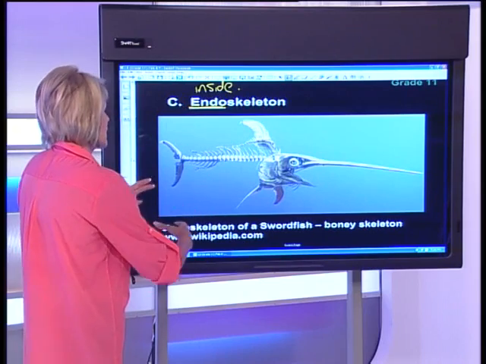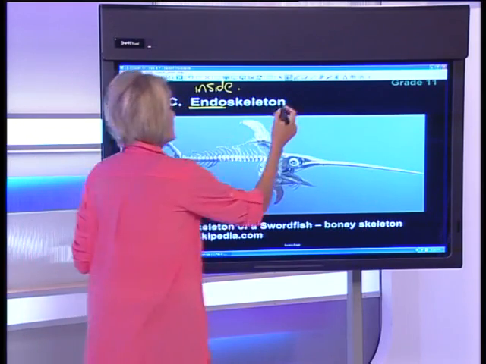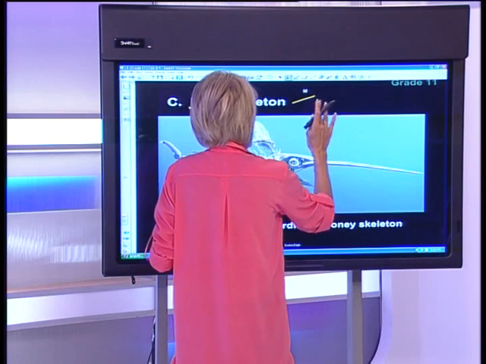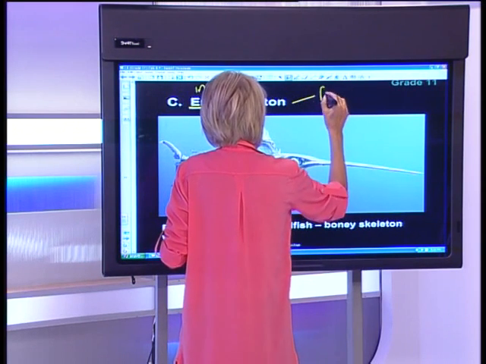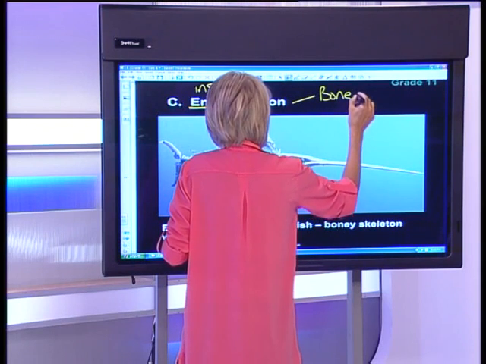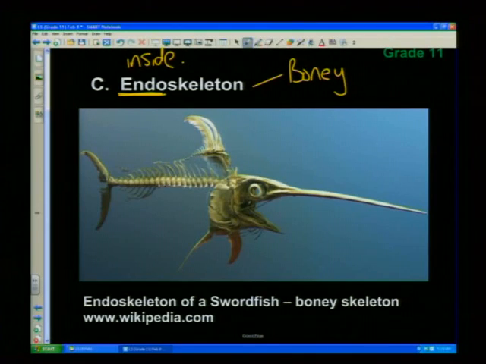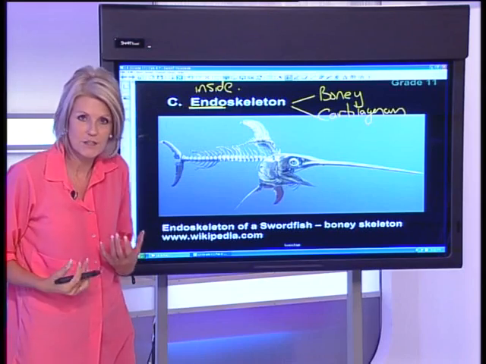Back to our endoskeleton, people. Here you get two types of endoskeletons. It is either bony. In other words, it's made of bones. Or it is cartilaginous. Okay. Cartilaginous, it's made of cartilage.